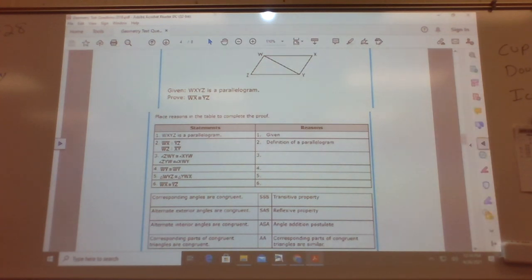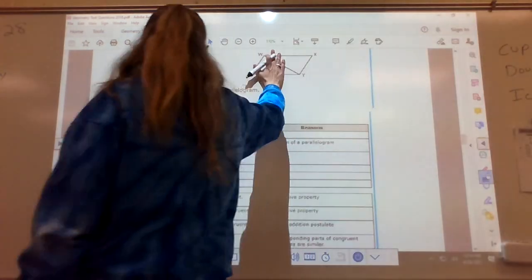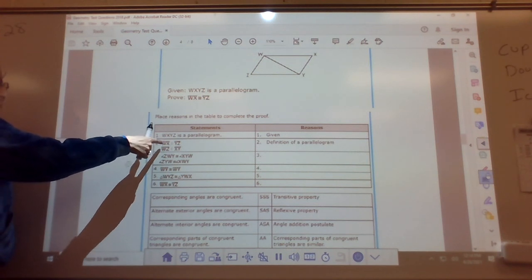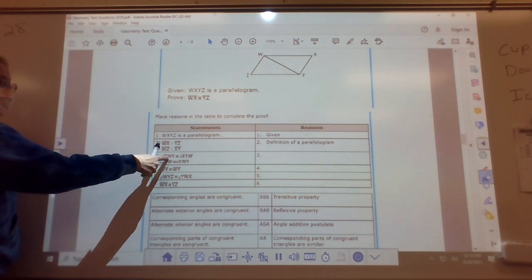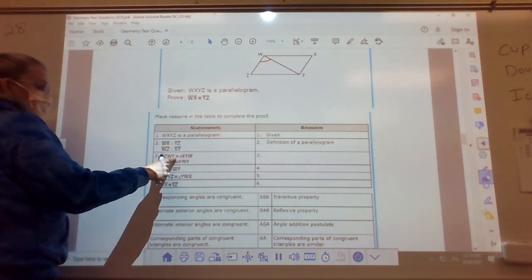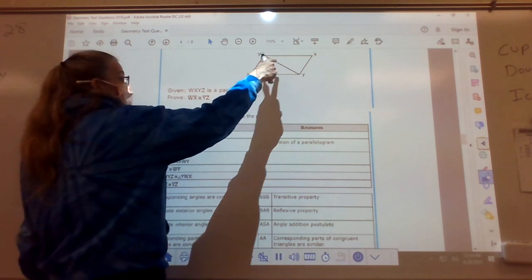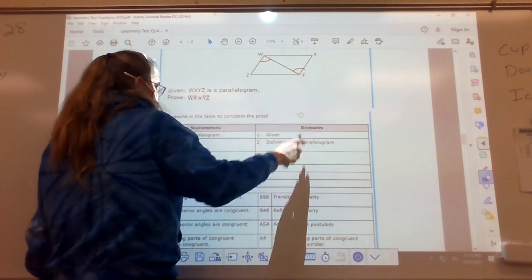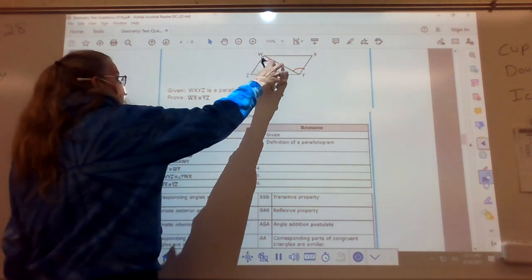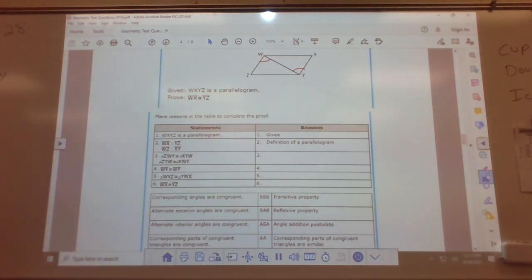So let me talk through this. This is a parallelogram. They told us that. The definition of a parallelogram is a 4-sided figure where the opposite sides are parallel, which is what this says. Then it's saying that angle ZWY, this guy, is congruent to XYW, this way. I don't want to clutter my picture yet, because I have to identify what type of angles those are. So I'm looking for an angle relationship.